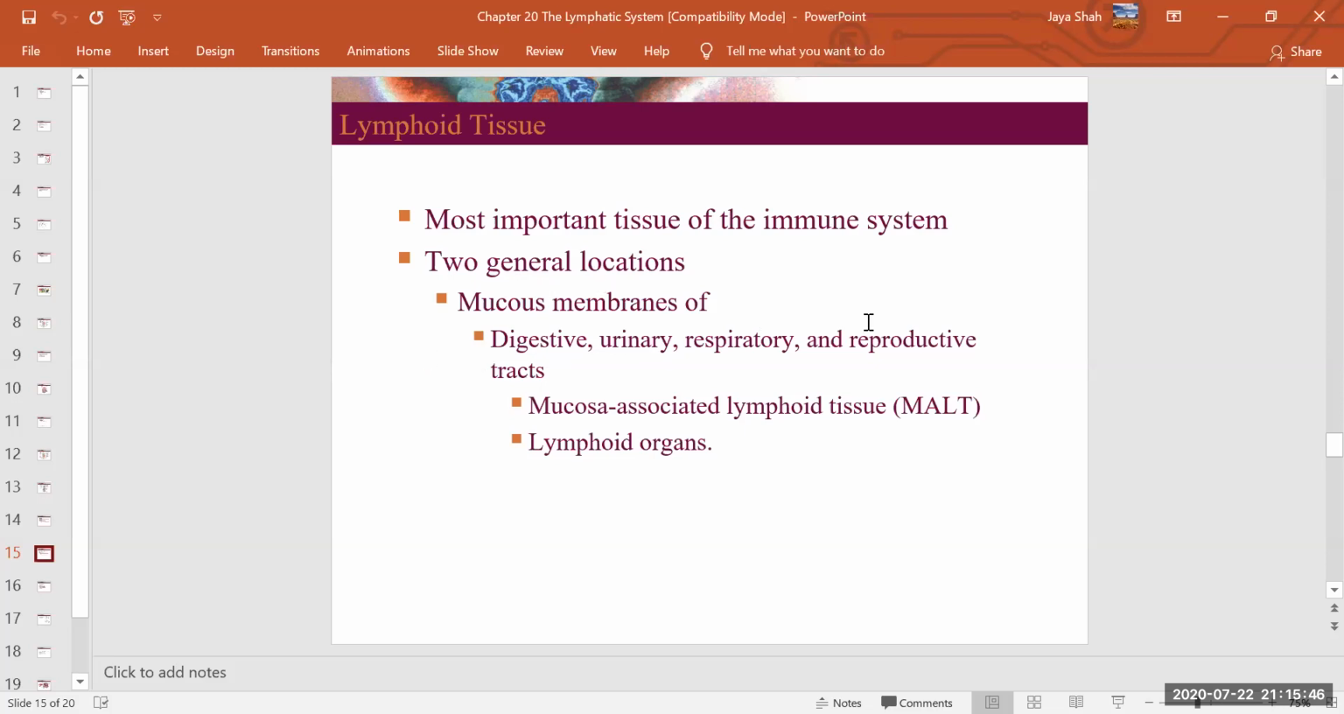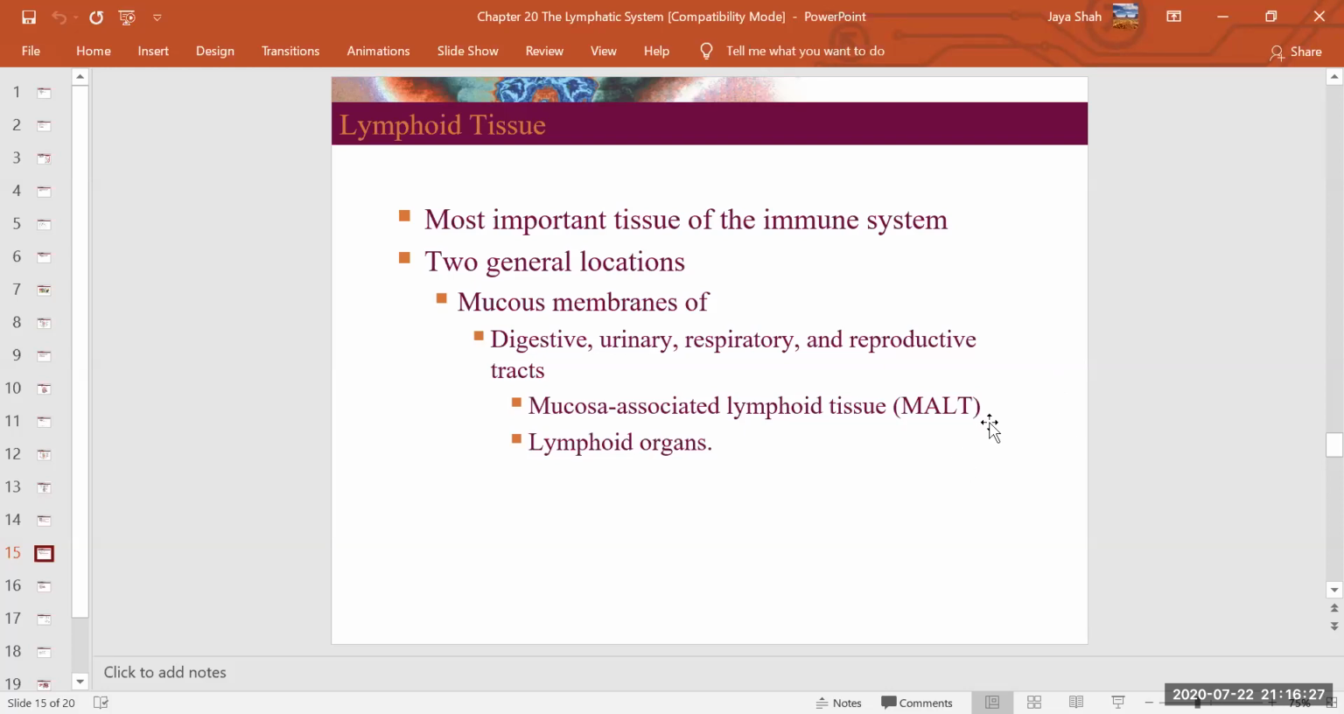They are in the mucous membranes. So they are found in the lining of the body cavity walls, like under the GI tract mucous membrane, under the respiratory tract mucous membrane, under the reproductive tract mucous membrane. So any system which is open to the environment, microorganisms can enter. That's why in the wall of those organs, under the mucous membrane, you have this lymphoid tissue. And so they are found in the mucous membrane of the digestive, urinary, respiratory, and reproductive tracts.